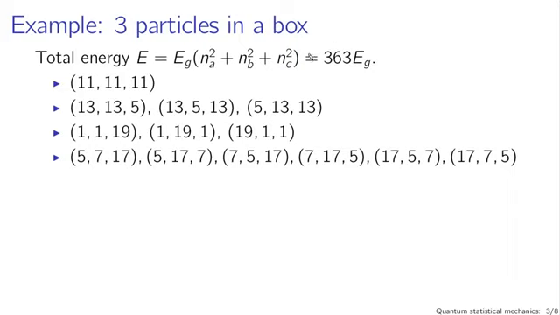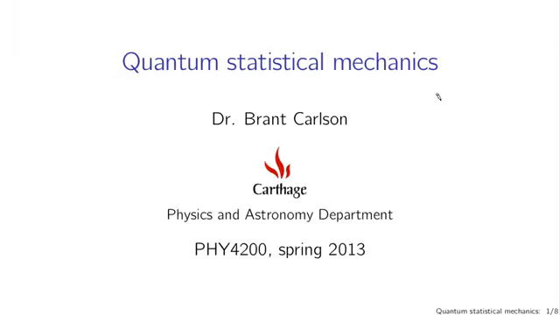So if we have a quantum mechanical system composed of 3 1-dimensional particles in a box, we have a certain set, the way in which those energy levels are occupied is the subject of something called quantum statistical mechanics, which is a very deep topic that I'm only really going to be able to scratch the surface of, so this is really just an intro to quantum statistical mechanics.